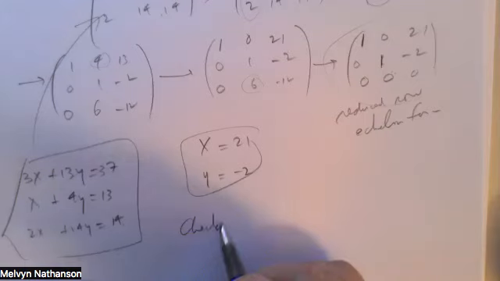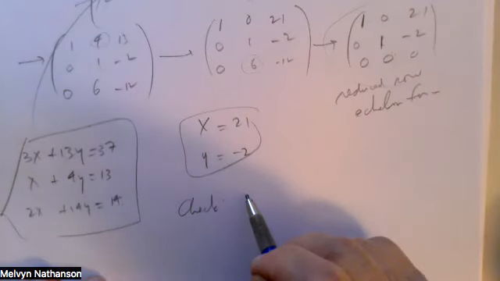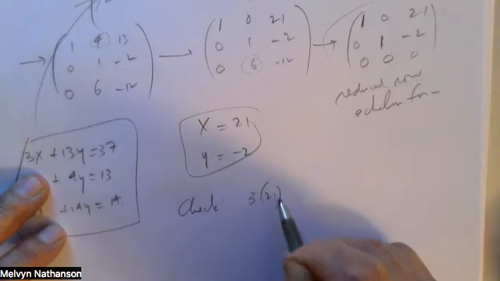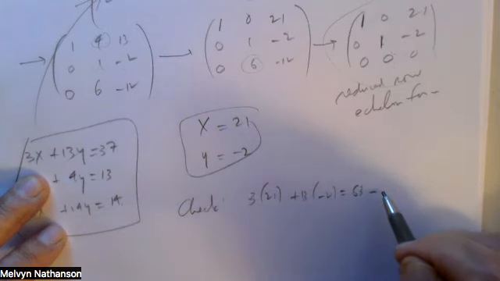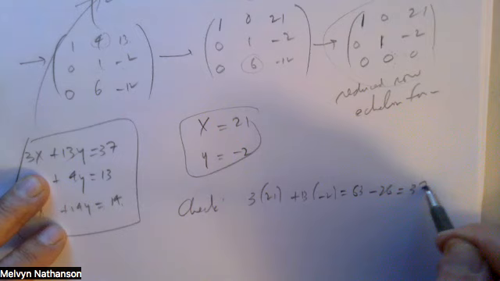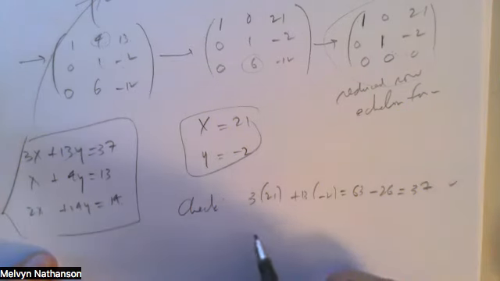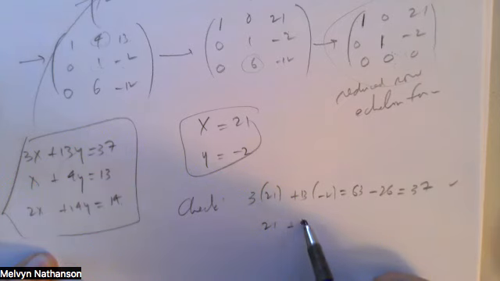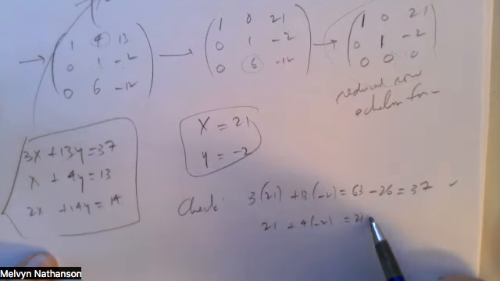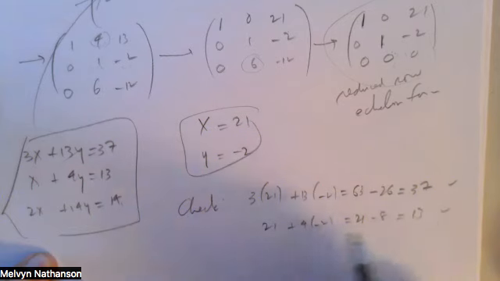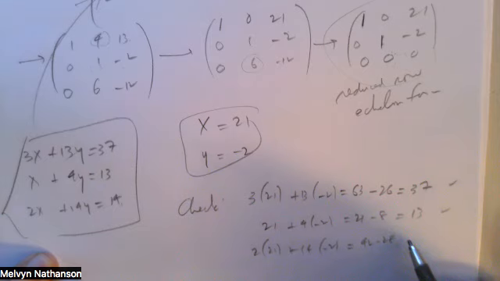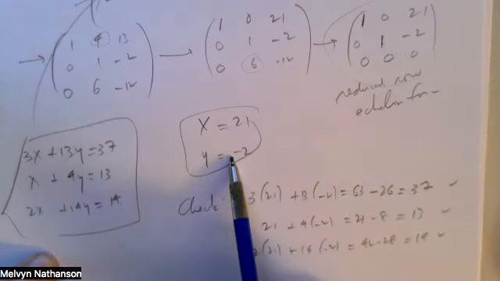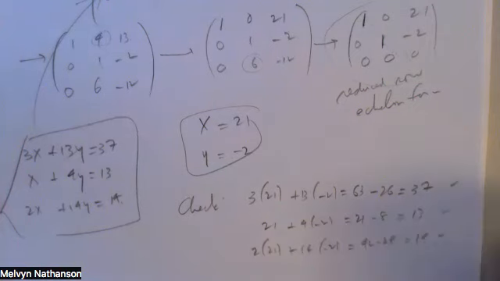Let's just check that this really is the solution. 3x plus 13y is 3 times 21 plus 13 times minus 2, which is 63 minus 26, which is 37. That checks. x plus 4y: 21 plus 4 times minus 2 is 21 minus 8, which is 13. That checks. 2x plus 14y is 42 minus 28, which is 14. That checks. So this really is the solution of these equations.